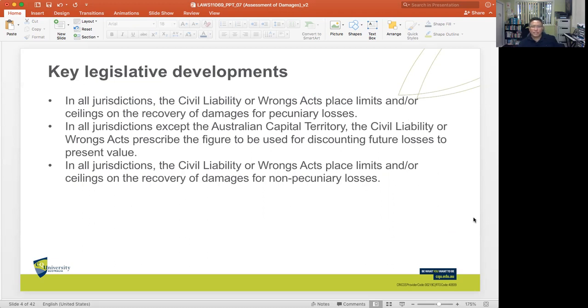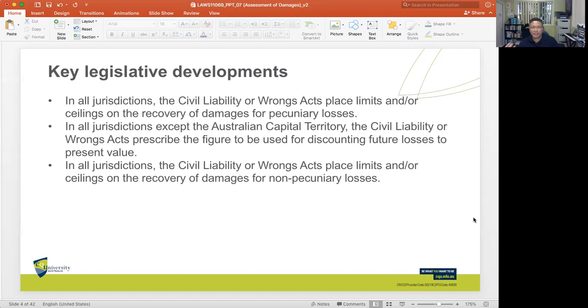As well, in all jurisdictions except the Australian Capital Territory, the Civil Liability or Wrongs Acts of other states prescribe the figure to be used for discounting future losses to present value. So there's almost a formula that courts or lawyers can use in trying to determine how much is intended to be awarded to a plaintiff who is successful in an action in tort.